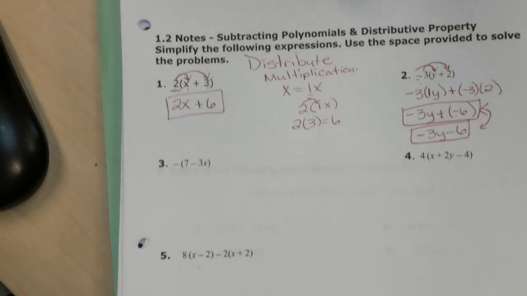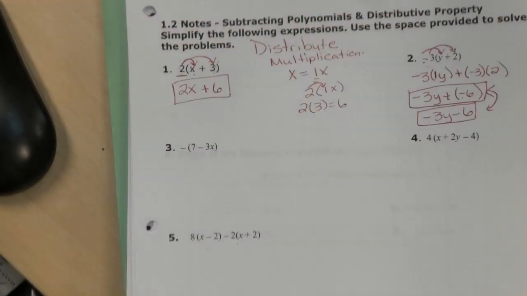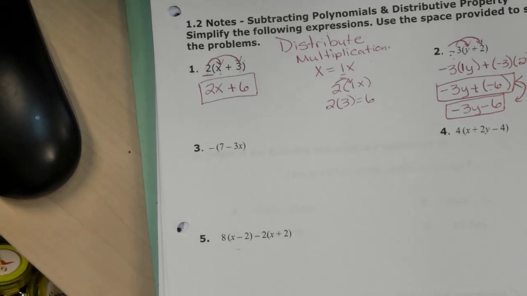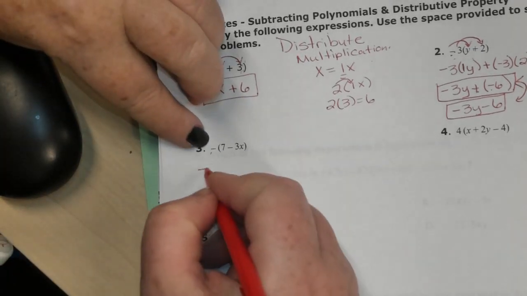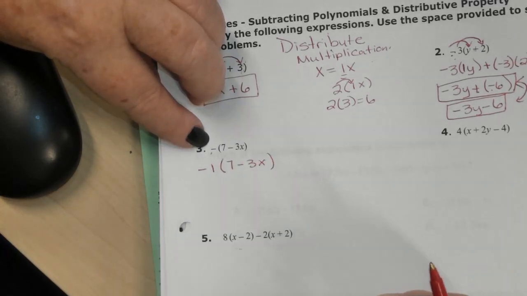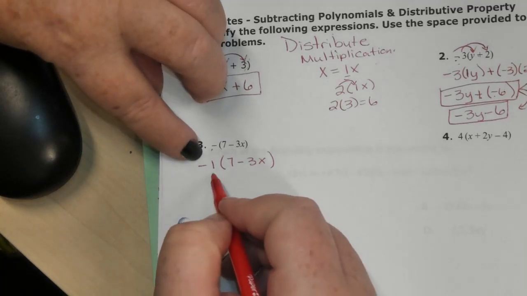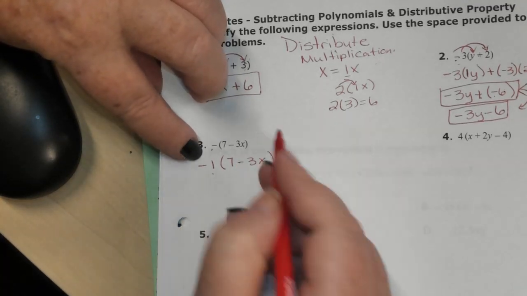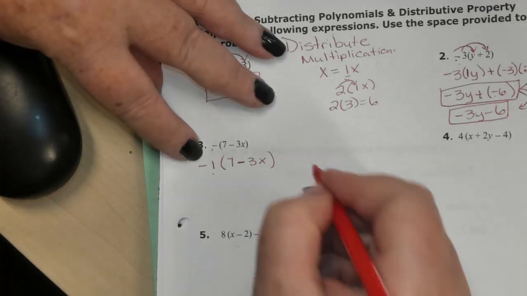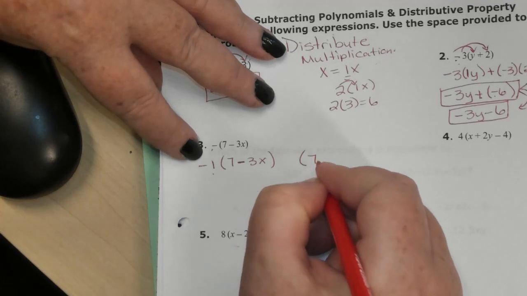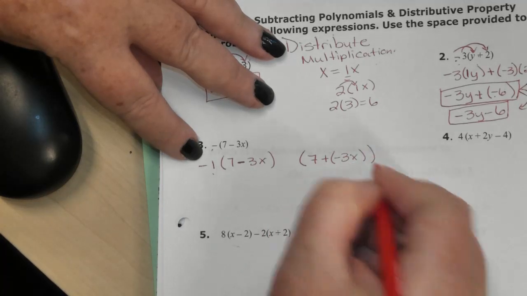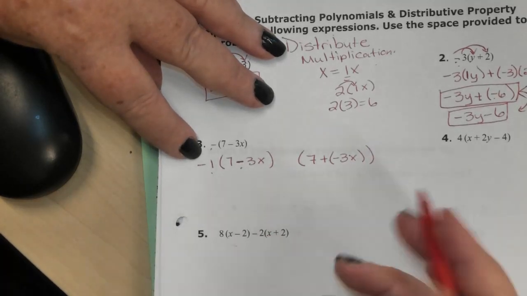All right, my next one. Oh my gosh, Miss Jones, there is only a negative on the outside there. What kind of craziness is this? Well, that negative is as if there was a -1 there. And that negative is a -1. Now there's a minus here this time. There's a minus there. So remember, that is the same as if you had 7 plus -3x. Okay? These are the same.